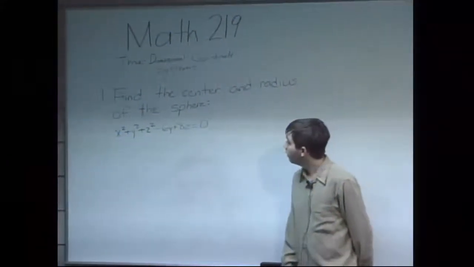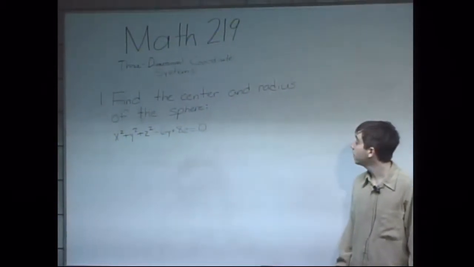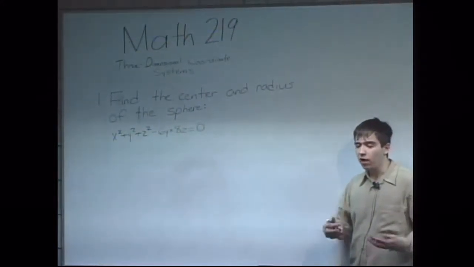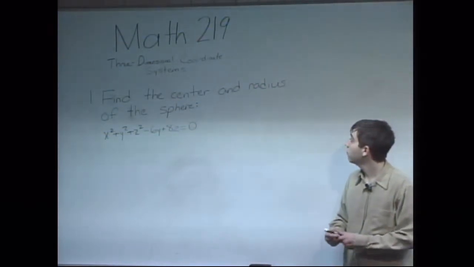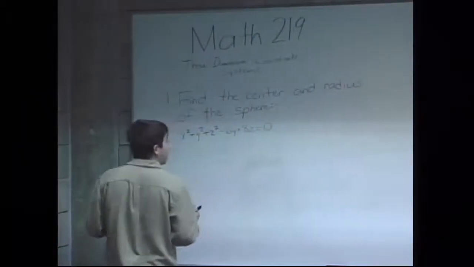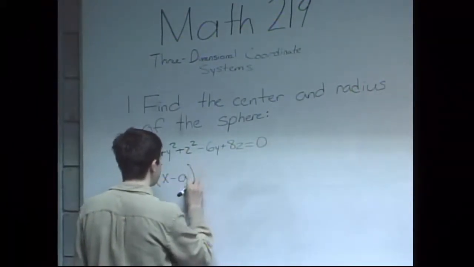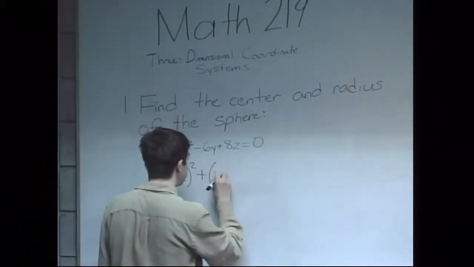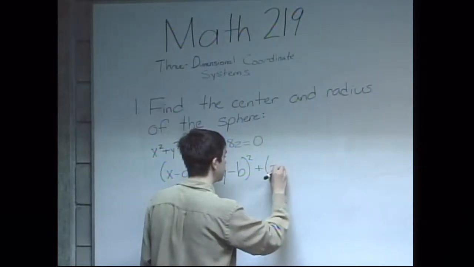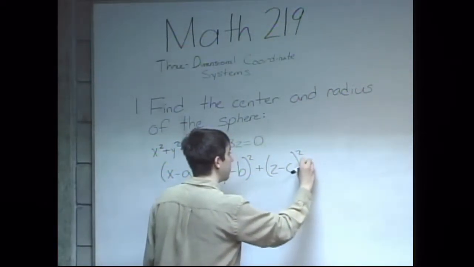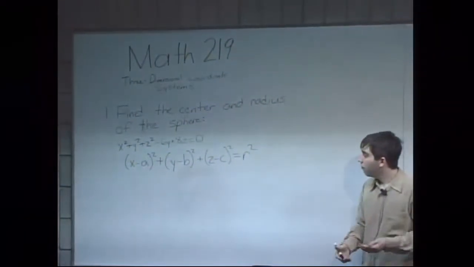All right, so the first thing that we're going to want to do is take a look at the general form of a sphere, because that becomes useful when we want to solve this for its center and its radius. Pretty much any sphere, well, one second. You've probably seen this equation before at some point.